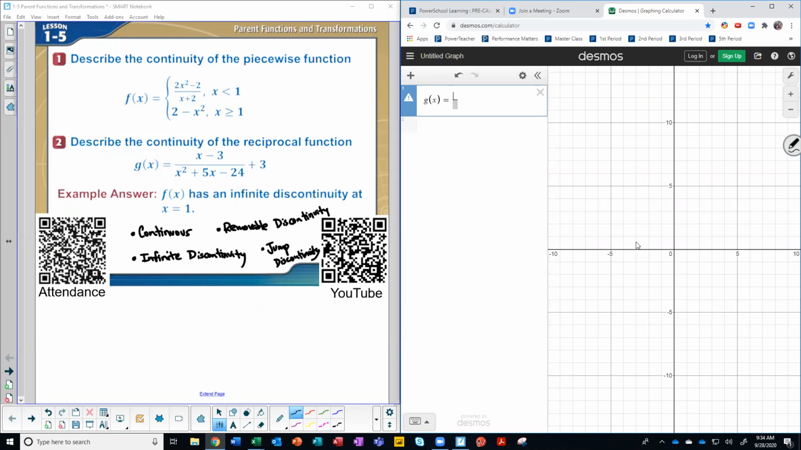Is this correct? Yes, sir. Okay. So now I'll be able to type in my equation easier. X minus 3 on the top, x squared plus 5x.